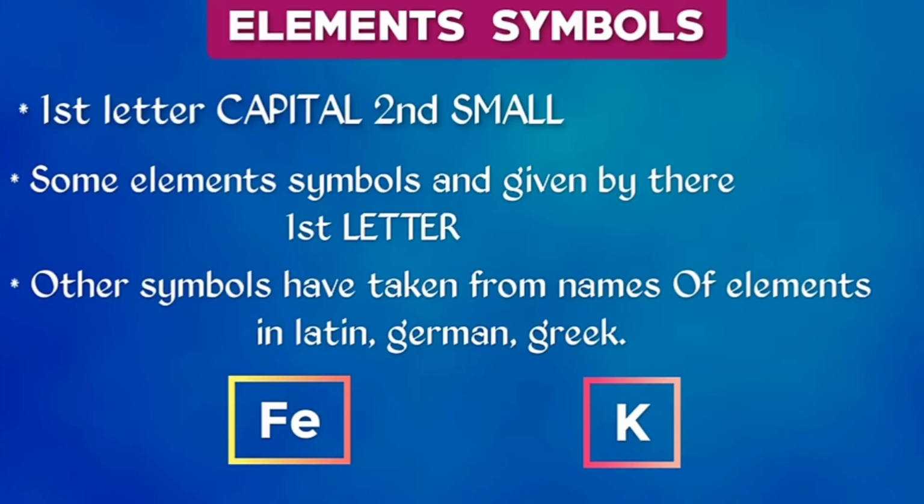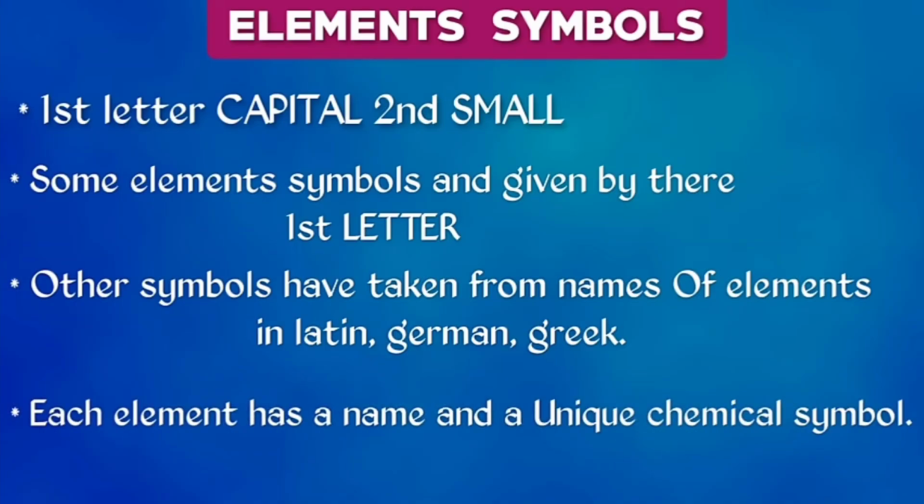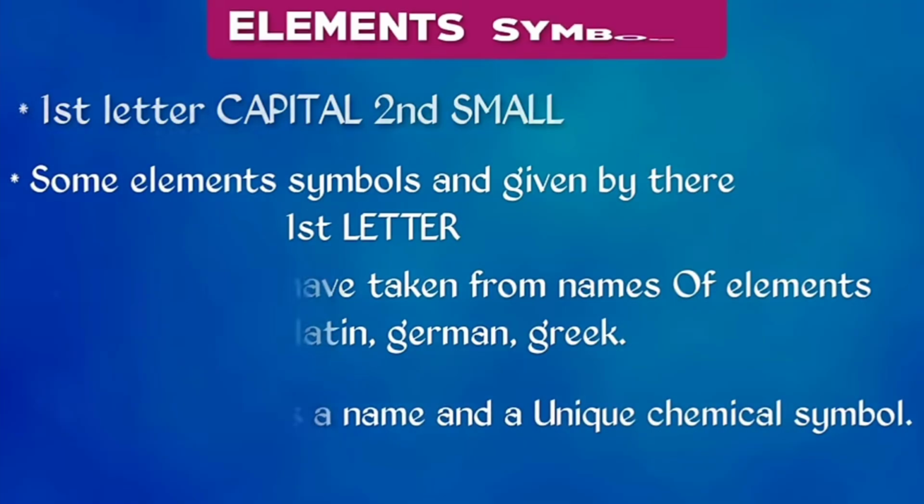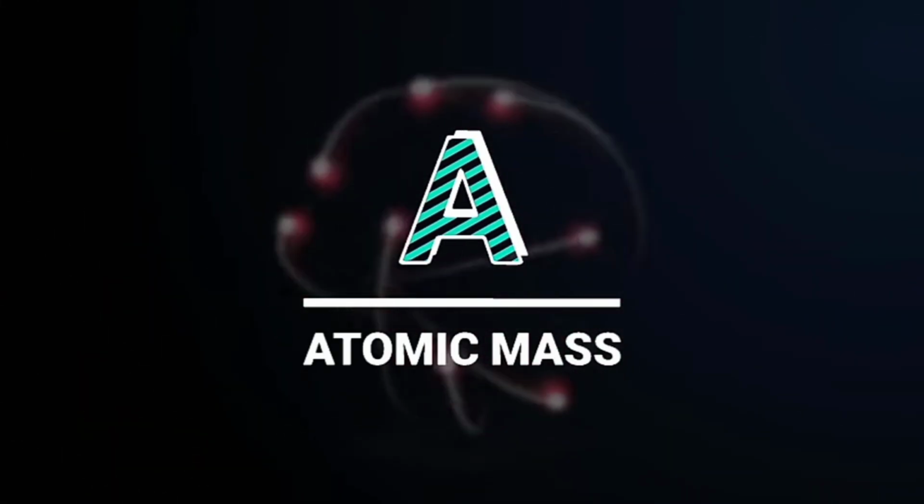Potassium is represented by the symbol K. Therefore, we can say that each element has a name and a unique chemical symbol. Our next topic is atomic mass. So, what is atomic mass?